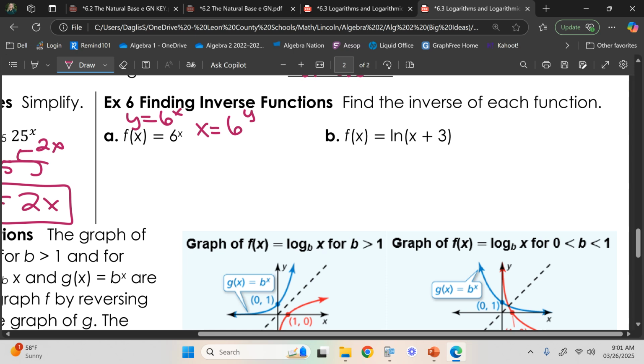Now to get y by itself, I need a logarithm, right? Because y is the missing exponent. So what is going to be the base of my logarithm? What's the base of my exponent? 6. So I need a log with the base of 6 to undo that. Okay? So you're going to log base 6 like that. If you do it to one piece of the equation, you got to do it to the other, right? They both are going to get a log base 6 brought in.